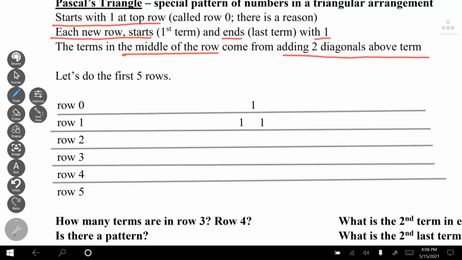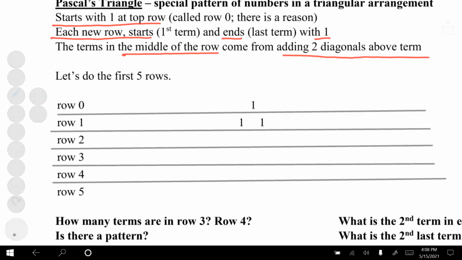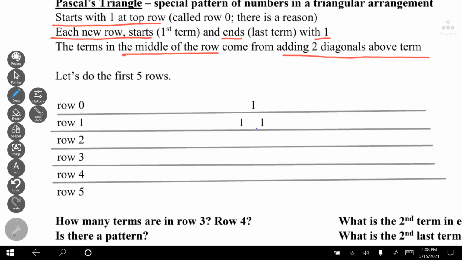So as you can see, I started with the top row. It's actually called row 0. We'll talk about that in a minute. The next row goes 1, 1. And then the next row after that, I'm going to start with a 1. Then I add these two terms above it, and I get a 2 in the center. And then the last one is a 1.